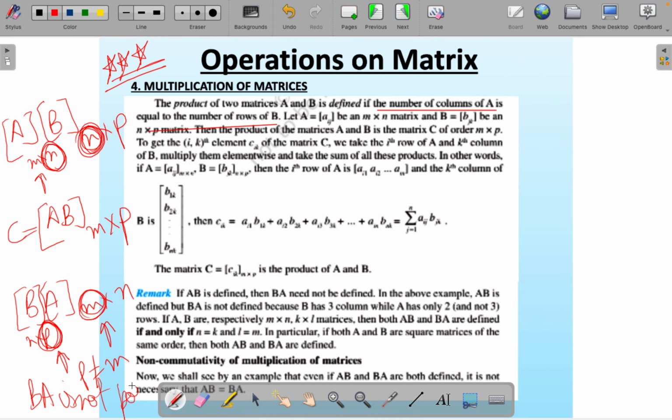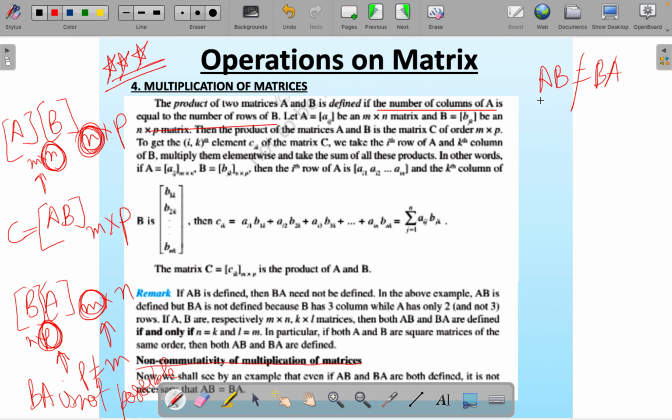So we attain a very important result that AB is not equal to BA, or we can say AB and BA are not always defined. I can also say that multiplication of matrices is a non-commutative operation. It is a non-commutative property: the value of AB will not be equal to BA.